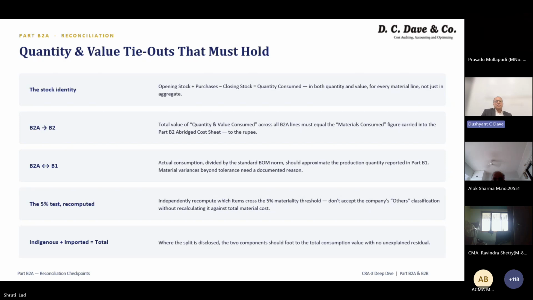So in other words, what I'm trying to tell is that if the quantity is reconciled, can you say that, forget about the value part? Can we have a situation that if the quantity reconciles, we can do away with the value reconciliation? Yes or no?